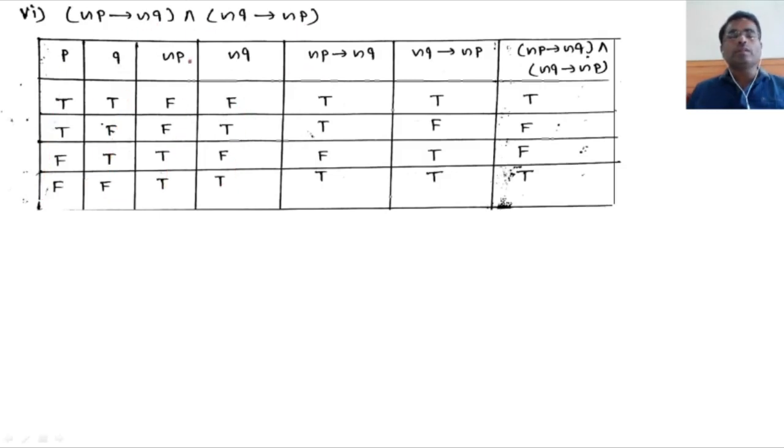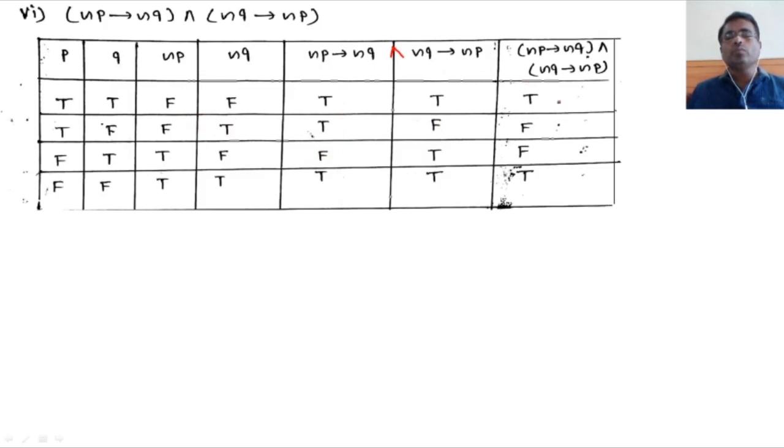Now we are going to consider implication between these two. If you consider implication between these two, then for true, false only it is false, otherwise it is true. And now if you consider negation Q implies negation P, that is this column implies this column, then for true, false you are getting false, so that is coming here, otherwise it is true. And once you get this, next we have to consider AND operation between these two.